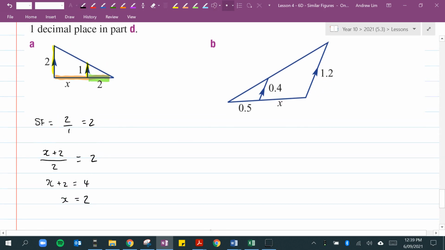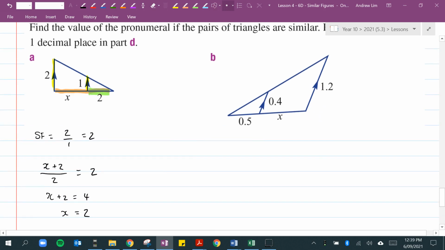Alright, I might do one more with you. I'll do question B with you, and then you can have a go with C and D. So the two triangles here are this one and this one. Because they are similar, I know that these two correspond, and I am going to use them to determine what my scale factor is. So my scale factor will be the bigger one over the smaller one, which is 3.